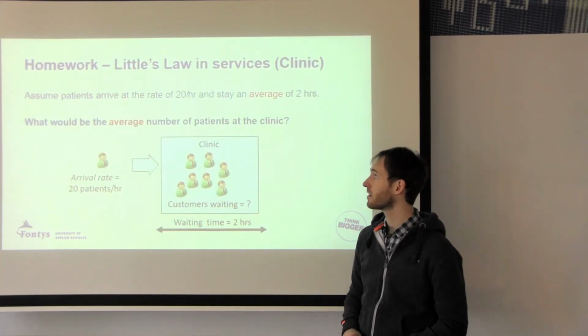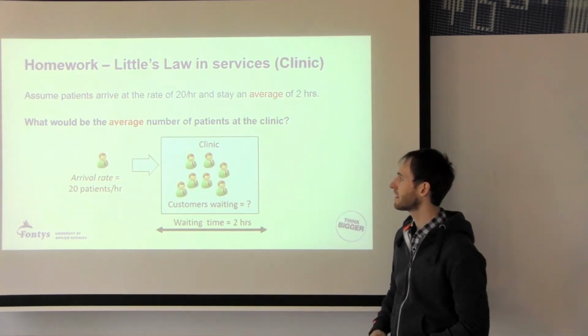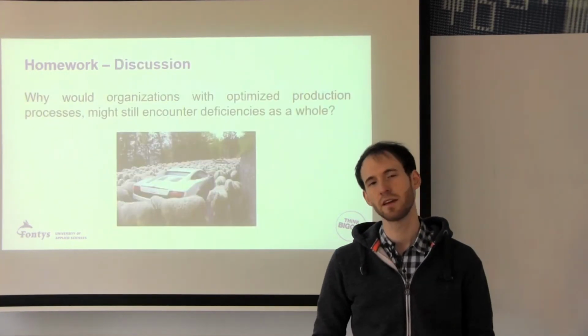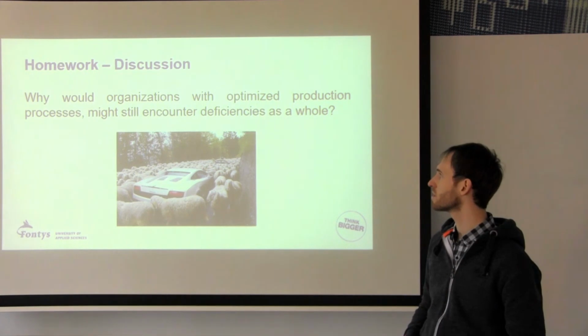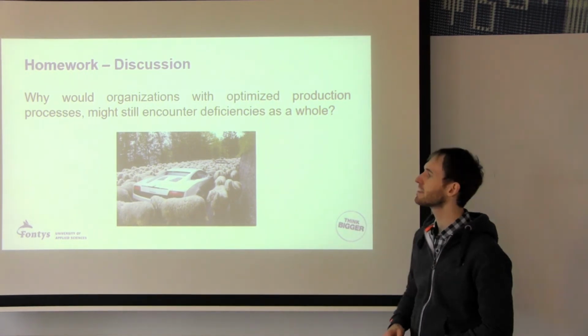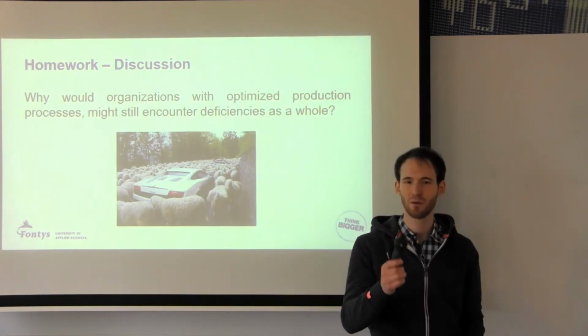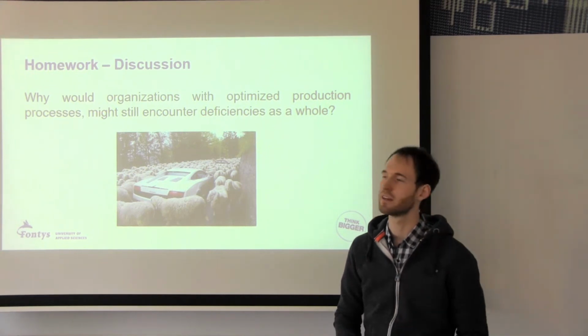So that's it for today. The homework is looking at Little's Law again. So first of all, Little's Law in a clinic, Little's Law in a bank, and then also think about this following question. Why would organizations with optimized production processes still encounter deficiencies as a whole? You see a very, very fast car, but it's still slowed down. So write down or think about your ideas regarding this task.